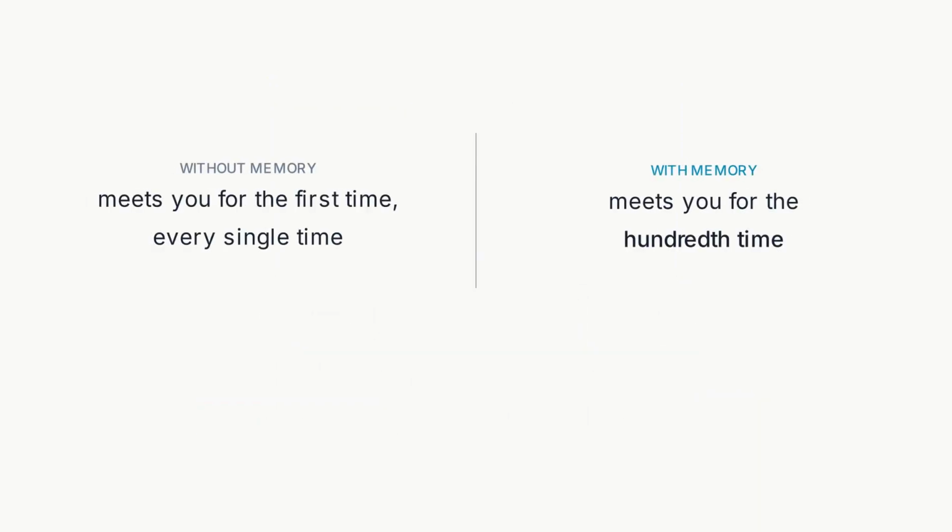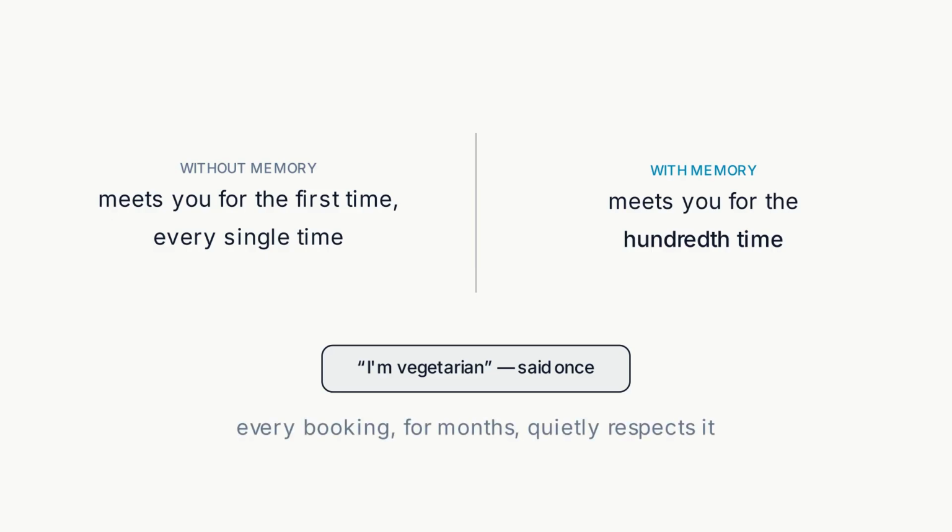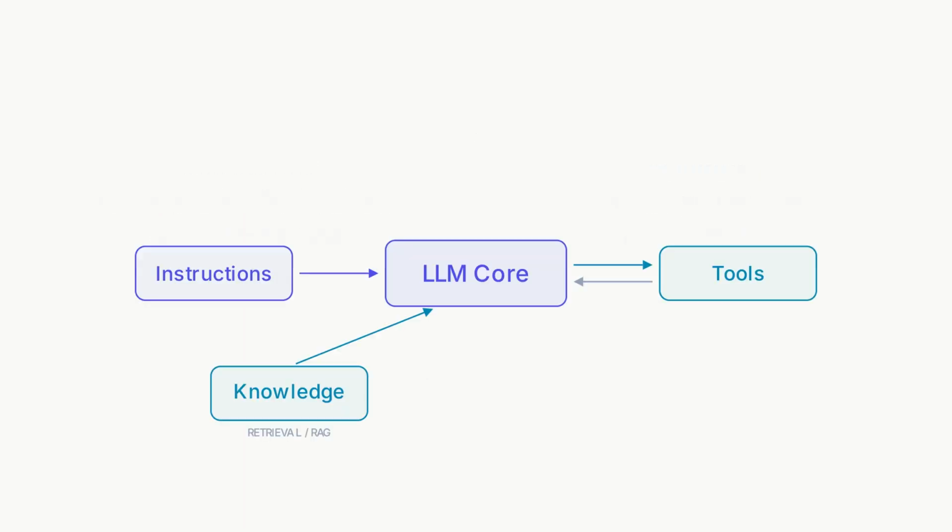It's the difference between a hotel employee meeting you for the 100th time and one meeting you for the first time every single time. Tell a well-designed agent you're vegetarian once, and every restaurant it books for you for months quietly respects that. Memory takes its place next to knowledge. Short-term and long-term, our agent no longer forgets.